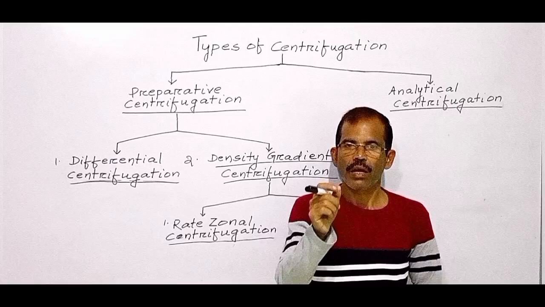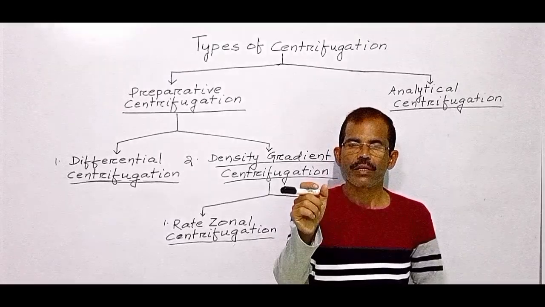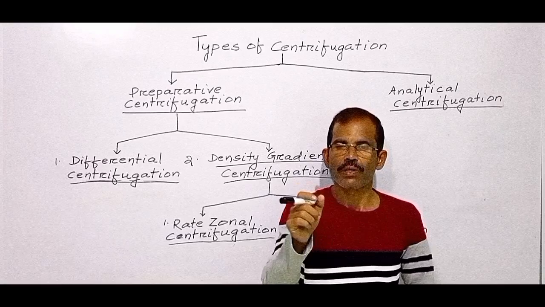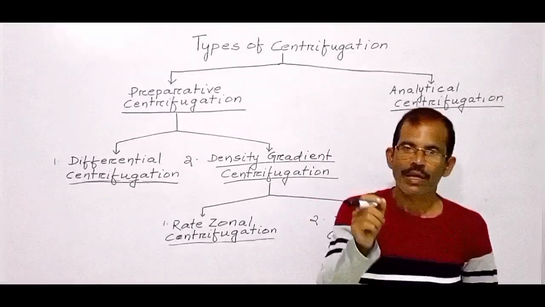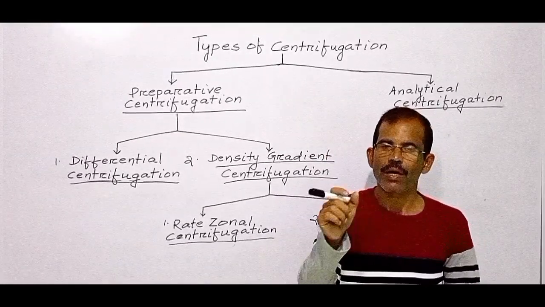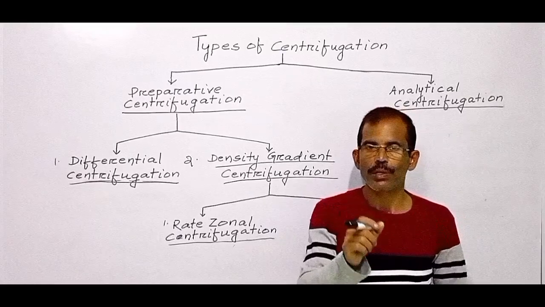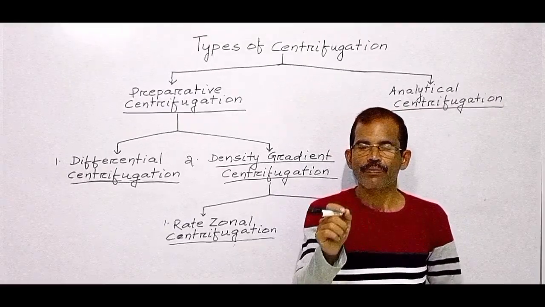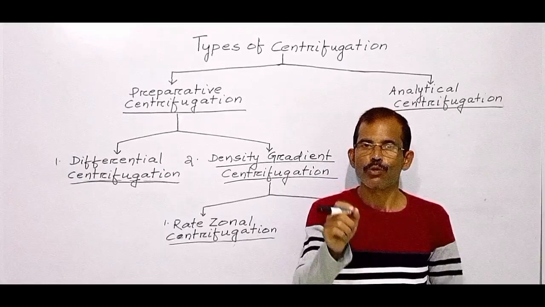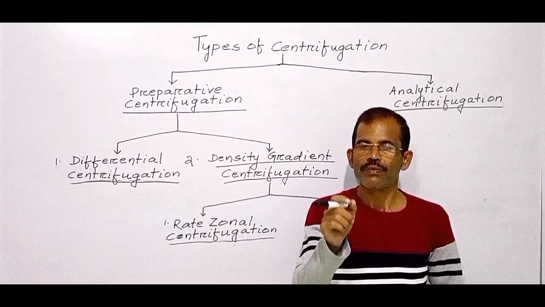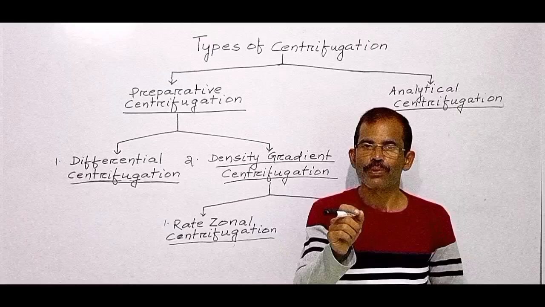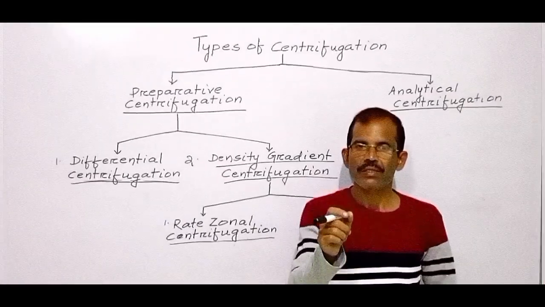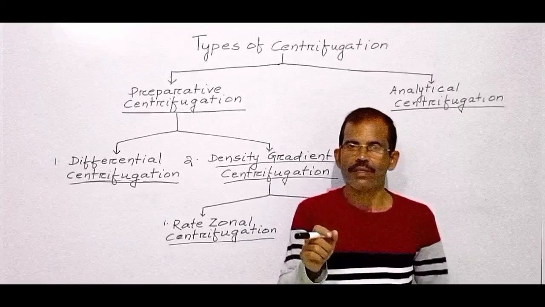We know that large and more dense particles will move at a faster rate in a centrifugal field. On the other hand, small and less dense particles will move slowly. Because of this difference, particles of different size and density will move downward at different rate through the centrifuge tube. As a result, different components present in the sample will be separated.